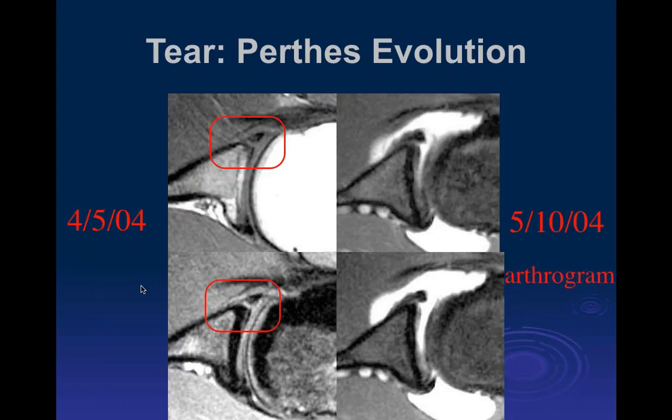So now the patient's undergone an arthrogram, and these are axial T1 fat saturated images. And now there's thickening of the periosteum. You still see the labral tear, but the periosteum looks thick. So this just lets you know what the body does to try to heal itself.